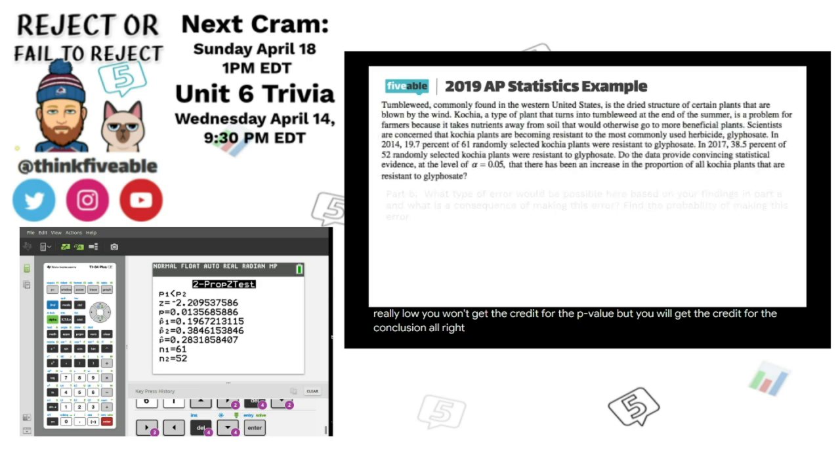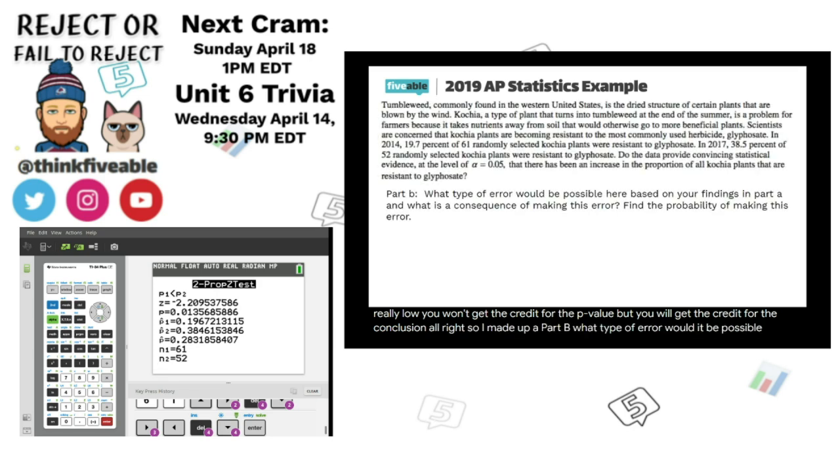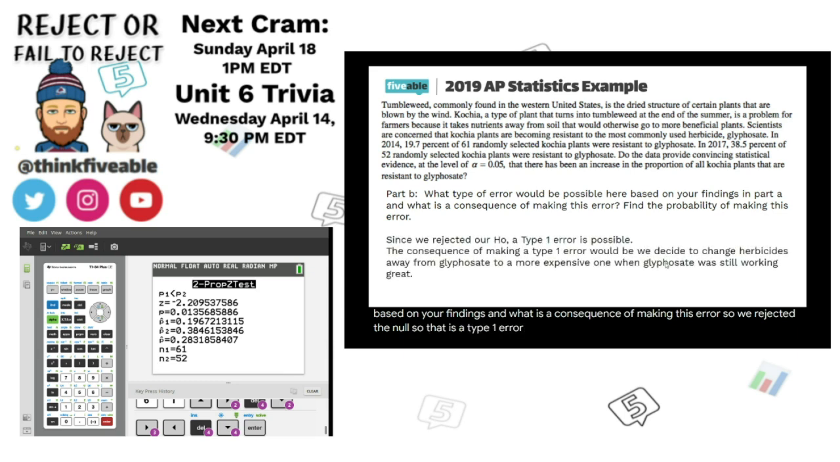All right. So I made up a part B. What type of error would be possible here based on your findings? And what is a consequence of making this error? So we rejected the null, so that is a type 1 error. A consequence of this would be that they decided to change the herbicides away from glyphosate to a more expensive one, when in reality the glyphosate was still working. So they're going to spend more money on updating the chemicals that they use, when in reality they didn't have to. The probability of a type 1 error is always your significance level. Type 1 error probability is easy. Okay? So that is the probability of a type 1 error.